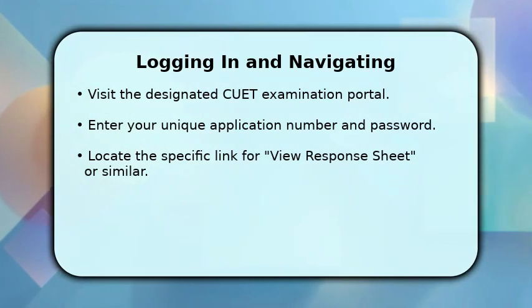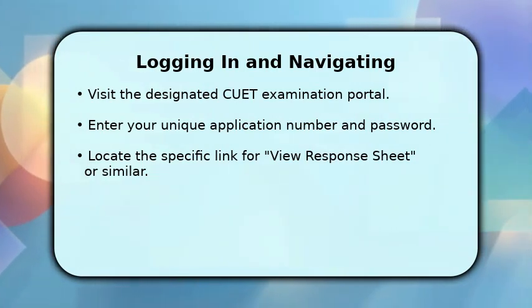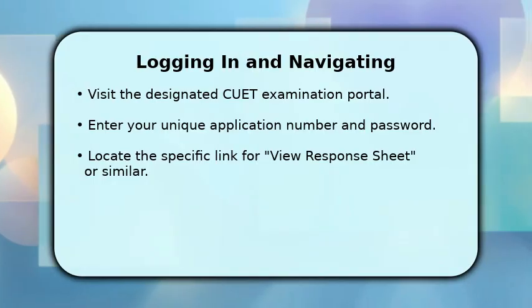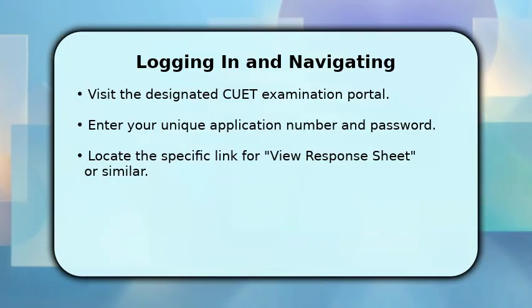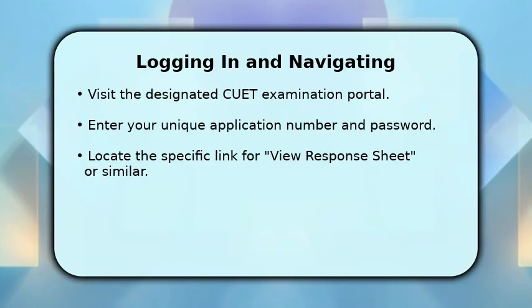Once you are on the official CUET website, look for the Candidate Login section. You will need to input your application number, which is a unique identifier, and your password. After successfully logging in, carefully navigate the dashboard. There will be a clear link, often labeled View Response Sheet or Download Response Sheet, that you need to click to proceed. This step is straightforward but requires attention to detail.